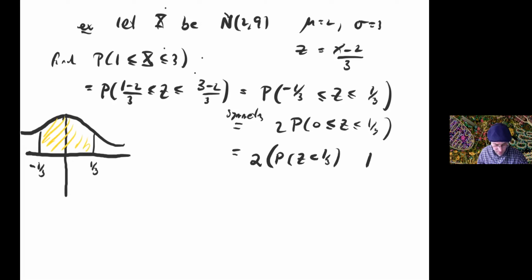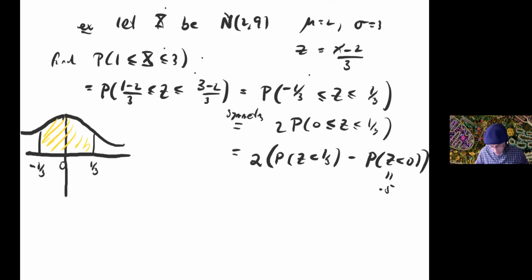But then we have to subtract off everything to the left of 0. Then take that and multiply it by 2. Now, this number here, everything to the left of 0, is 1/2 the area of the curve. So this number has to be 0.5. So we just have to calculate the probability that z is less than 1/3.